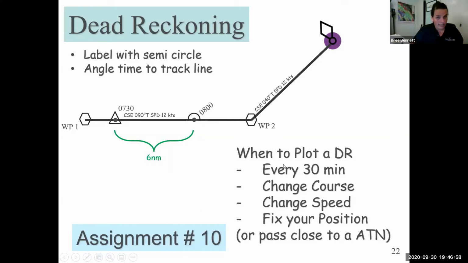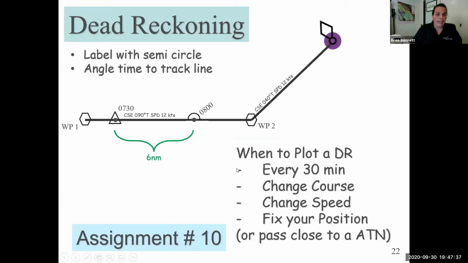So when do we plot these DR lines? The book, if you're reading the book, it says every half hour. And again, this plotting a DR is all dependent on where you are. If you're in the middle of the ocean, nothing around you, plotting it every hour is probably okay. If you are in very congested waters with lots of traffic or lots of islands all around you, maybe you want to plot it every 15 minutes or sooner than that. But on average, the book likes to say every 30 minutes.